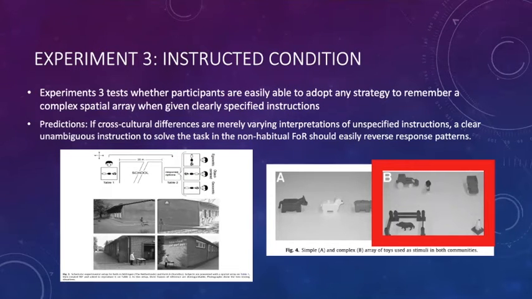Experiment 3, the instructed condition, tests whether participants can easily adopt any strategy to remember a complex spatial array when given clearly specified instructions. In this experiment, participants were instructed to use the FOR they do not habitually use. They predicted that if cross-cultural differences are merely varying interpretations of unspecified instructions, a clear, unambiguous instruction to solve the task in the non-habitual FOR should easily reverse response patterns.